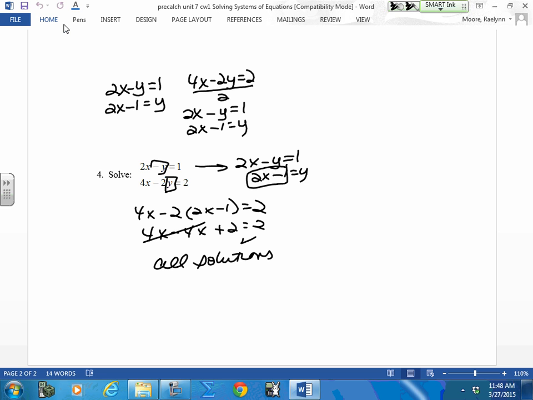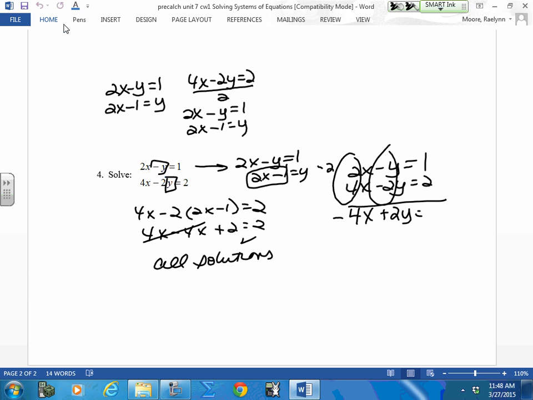If you did your addition method, I noticed a couple of you were working on that. Again, look at your coefficients. They're both the same sign, so you're going to have to multiply one of them by a negative. So if you multiply, say, the top by -2, I'll write it under here. Negative 4x plus 2y equals -2. When I add them down, 0 is equal to 0. That works too, right? So I have infinite solutions there.